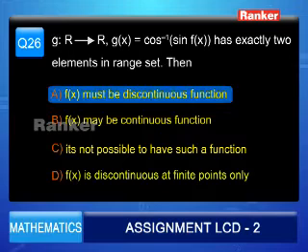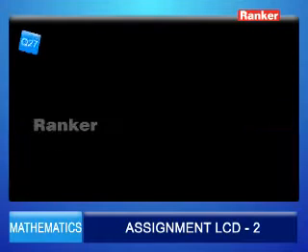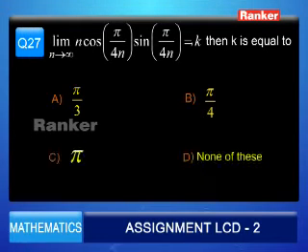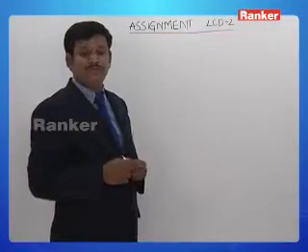So, it's answer A. Next question, limit n tending to infinity of n into cos of pi by 4n into sin of pi by 4n is equal to k. We need to find the value of k.